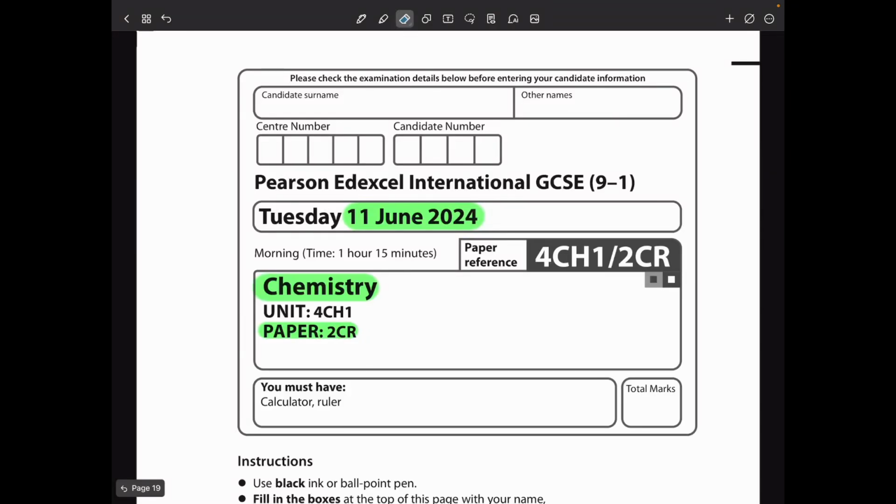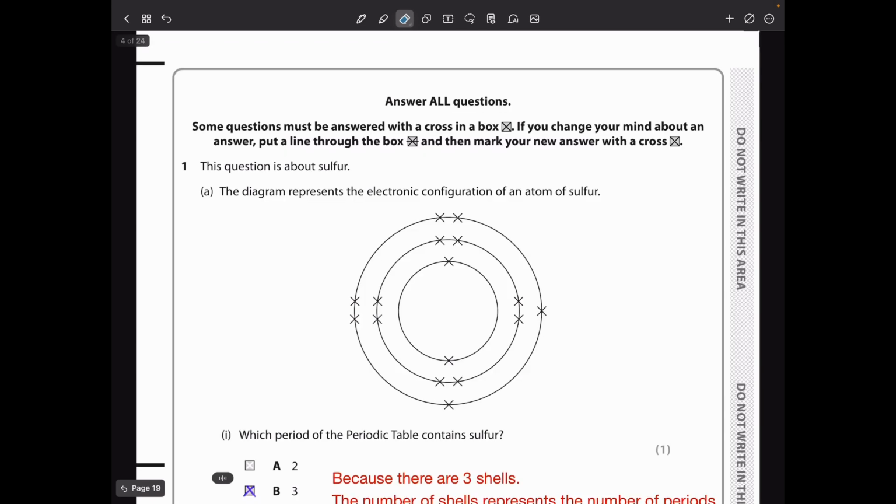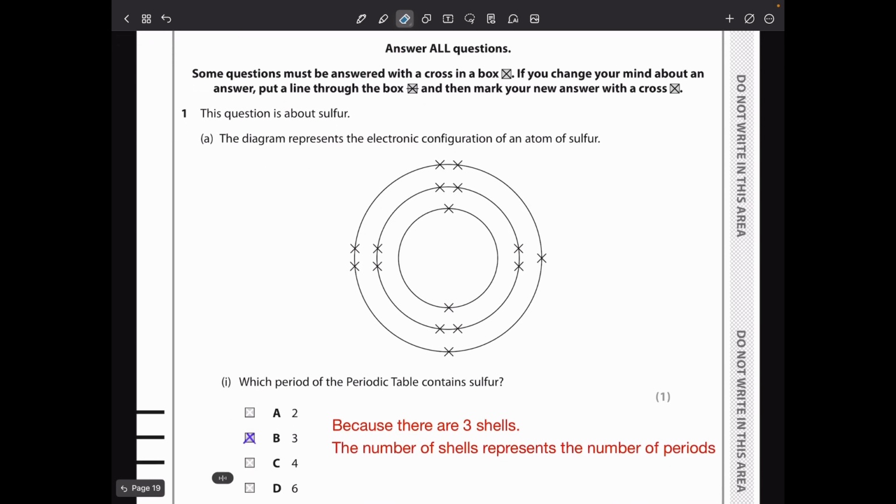Today we're doing the Pearson Edexcel International GCSE Chemistry Paper 2CR for June 2024. Let's begin with the first question. In question 1, this question is about sulfur. The diagram represents the electronic configuration of an atom of sulfur. So, which is this one here?